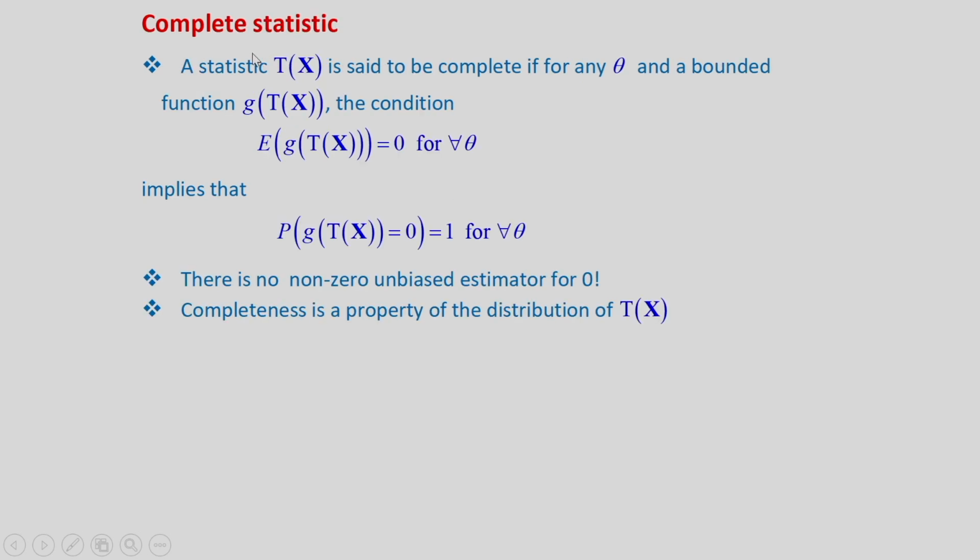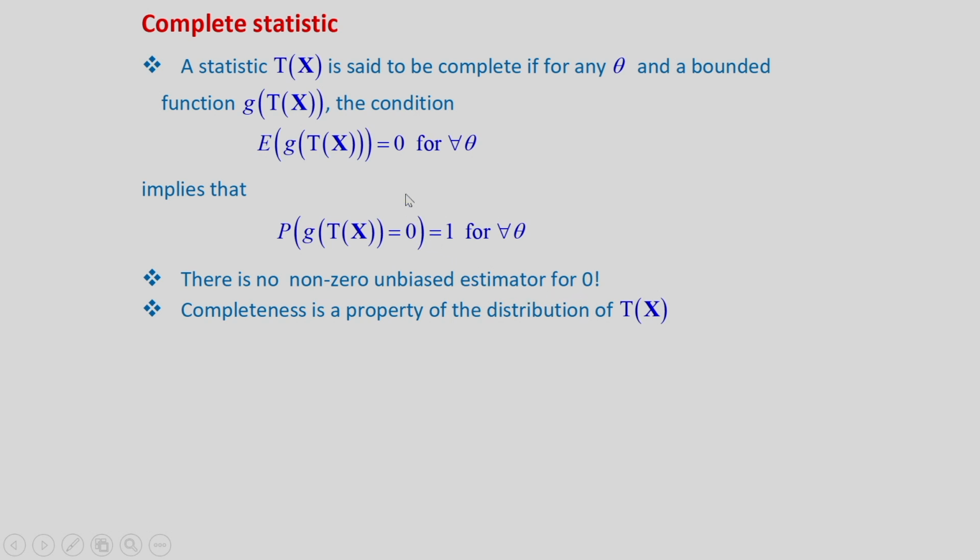Complete statistic. A statistic Tx is said to be complete if for any theta and a bounded function g of Tx, the condition E of g Tx equal to 0 for all theta implies that probability of g Tx equal to 0 is equal to 1. That means g Tx will be 0 with probability 1. It also means that there is no non-zero unbiased estimator for 0.